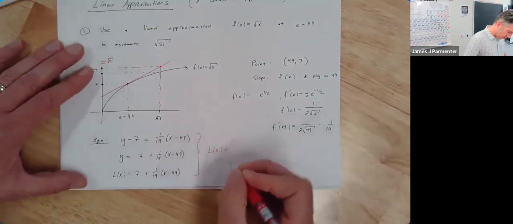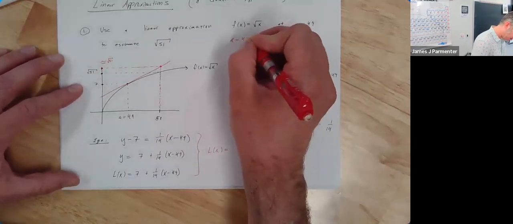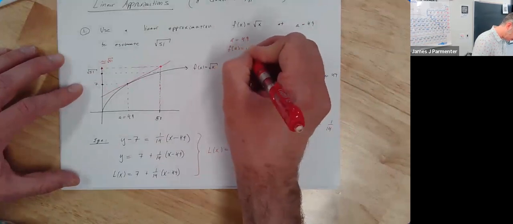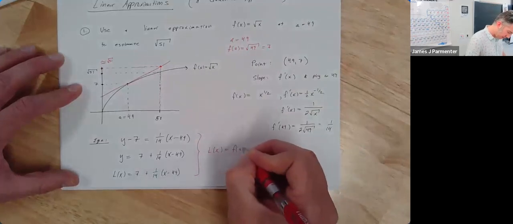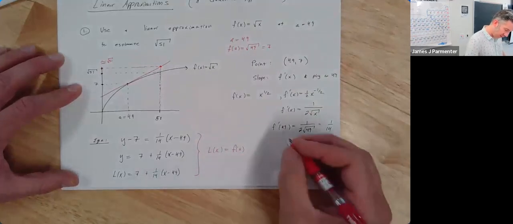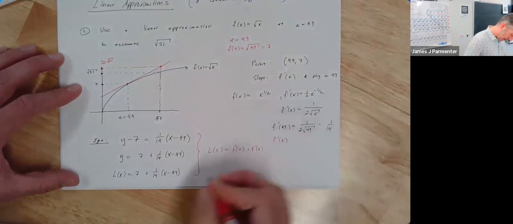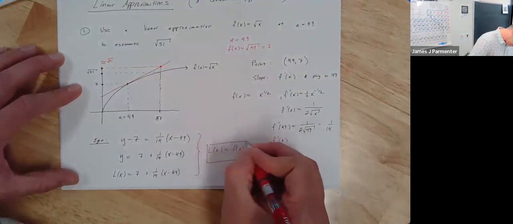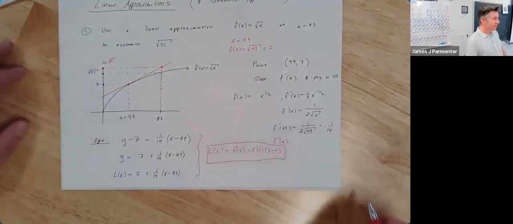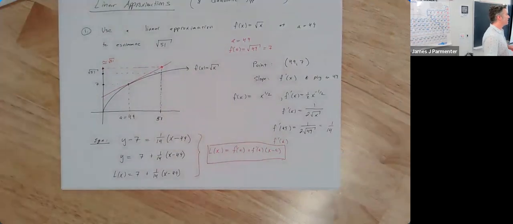L of x is equal to, well, 7 is my f of a, right? If a is 49 and f of a is the square root of 49, which is 7, there's my f of a. 1/14 is my f prime of a. And x minus 49 is x minus a. And that is your general formula for the linear approximation of your function. Now we're not done. You still have to plug in the value. If you need me to clarify something, just let me know.